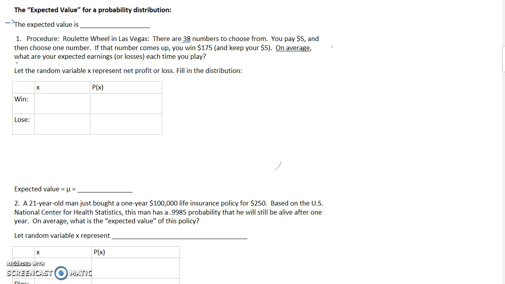So, a roulette wheel in Vegas. There are 38 numbers to choose from. You pay $5 and then choose one number. If that number comes up, you win 175 and you keep 5. On average, what are your expected earnings or losses each time you play?